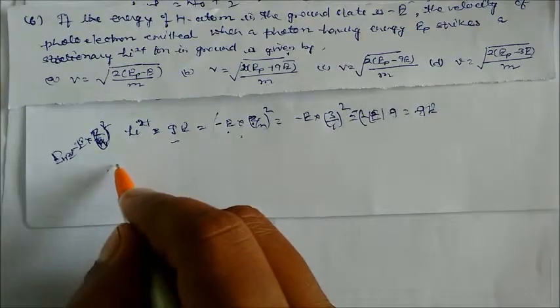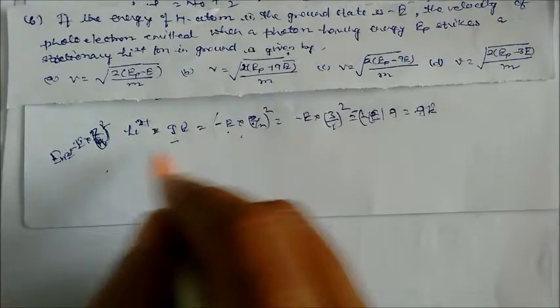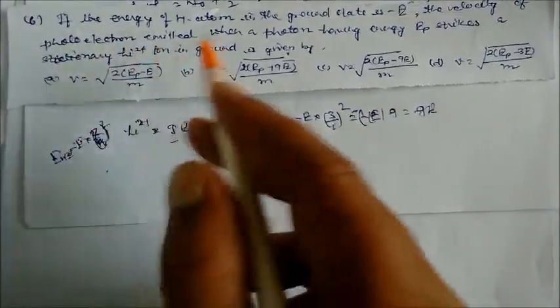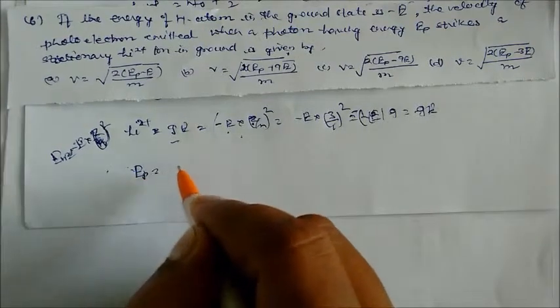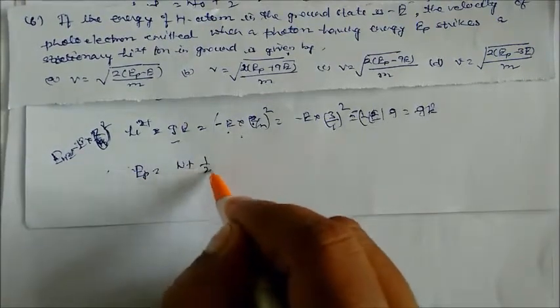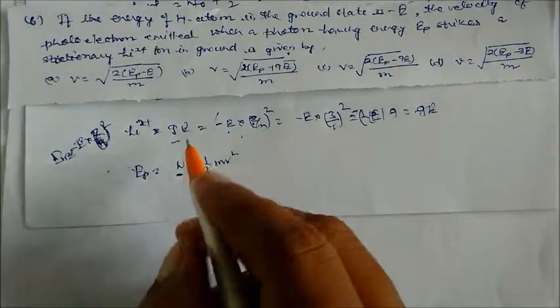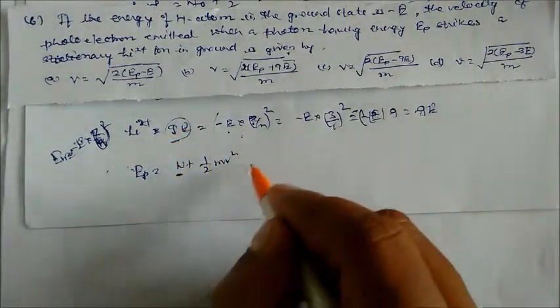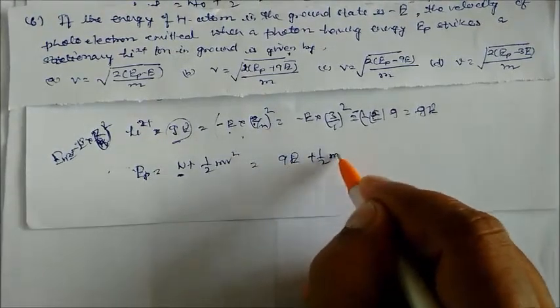So we have to find the velocity of this photoelectron. To find the velocity, we write energy supplied is equal to work function plus half mv square. Here the work function is 9E. So put this value: EP equals 9E plus half mv square.